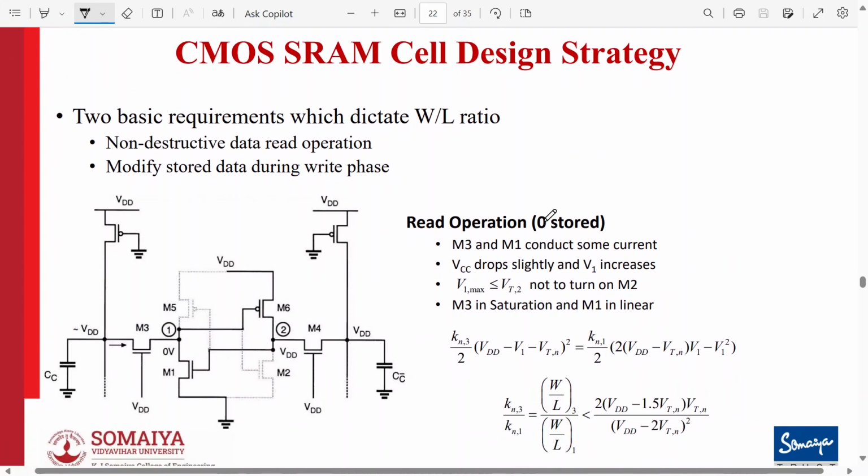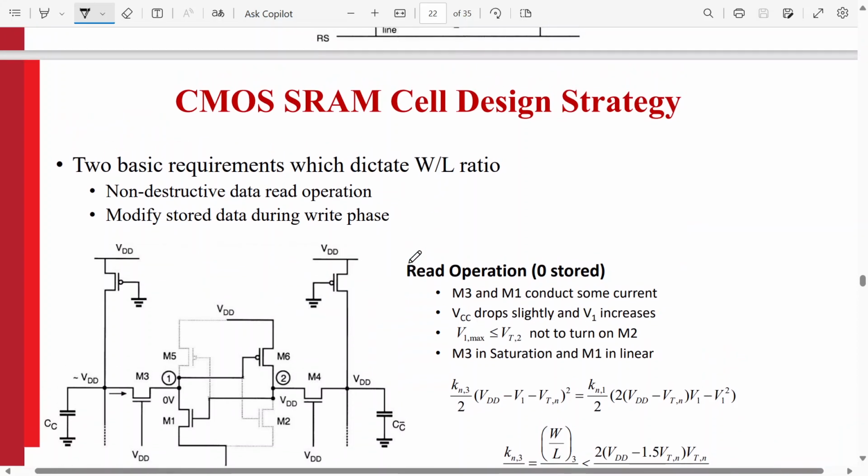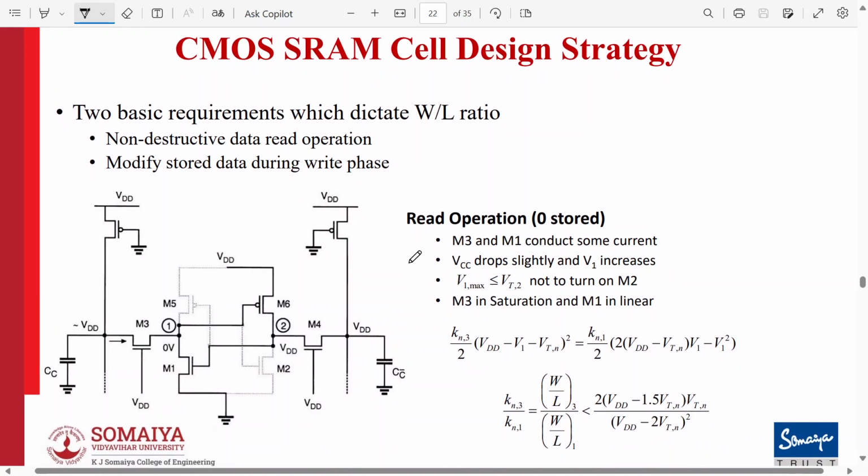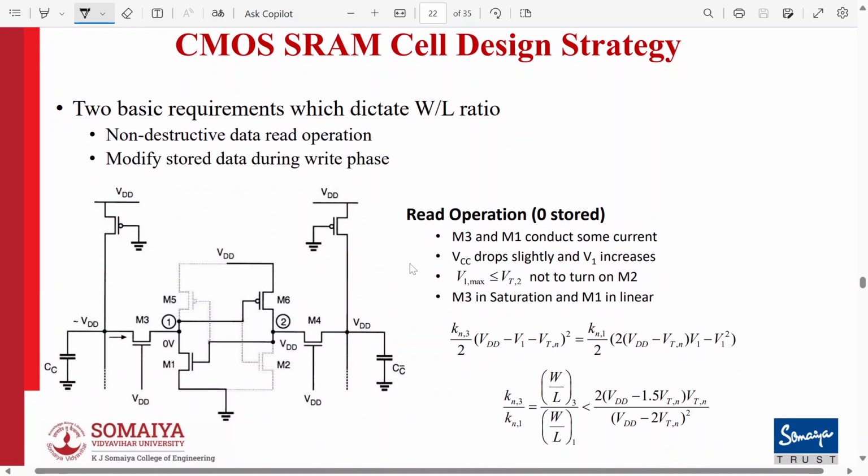What do you mean by design strategy? Meaning, when we do the read and write operation, there are certain criteria which we have to follow. Now let us understand this. This is called design strategy. Design strategy means selectively selecting the W by L ratios, as the transistors are not all the same. So we have to be careful in designing these transistors.